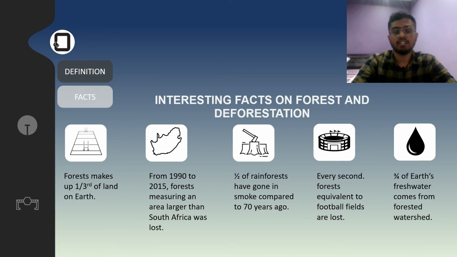The next fact is that every second, forests equivalent to the size of football fields are being lost. Yes, while I was presenting and you were listening, we have lost about 20 football fields of forest. The final fact is that 3/4 of Earth's fresh water comes from forested watersheds. From all these facts, we can conclude that forest plays a vital role in the ecosystem for all living things, and it should be preserved for future generations too.